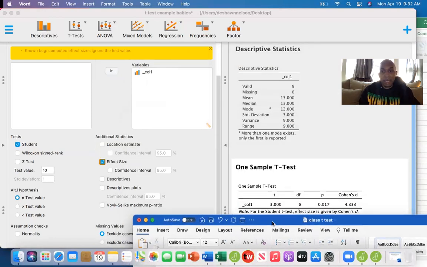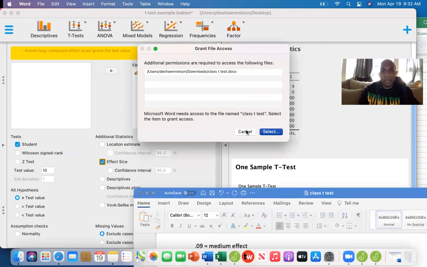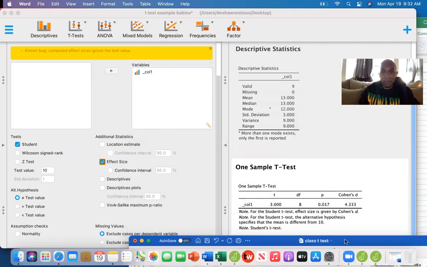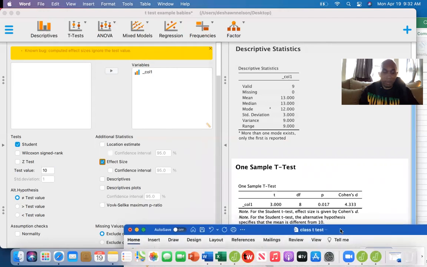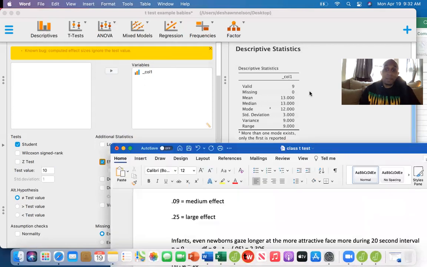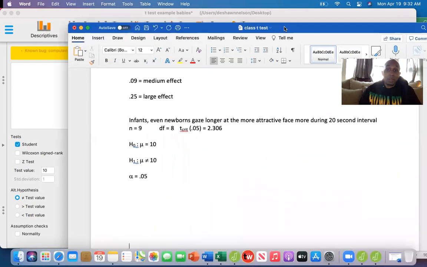The probability of finding such a T is going to be 0.017. So again, it's outside of 0.05, right? The probability is less than 5%. Right, so we found significance. So the attractive faces do have that effect on the newborns.